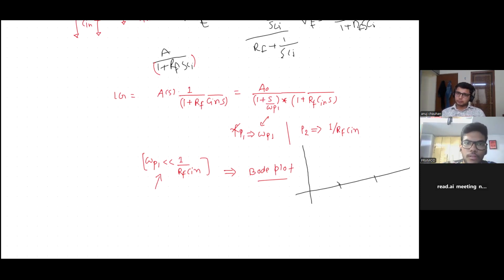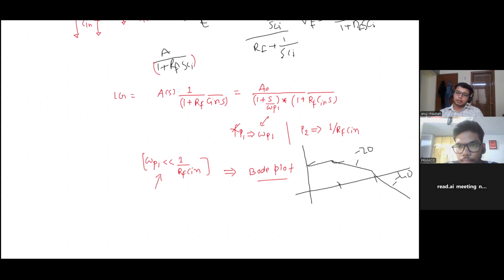If the A naught value is greater than 1, it's positive. Of course, it is greater than 1. I have given 10, but it is usually higher. So we have to keep it constant until the first pole omega p1 is encountered, and then minus 20 dB per decade. When the second pole is encountered, another minus 20, so total minus 40. Here minus 20 dB per decade, here minus 40 dB per decade.